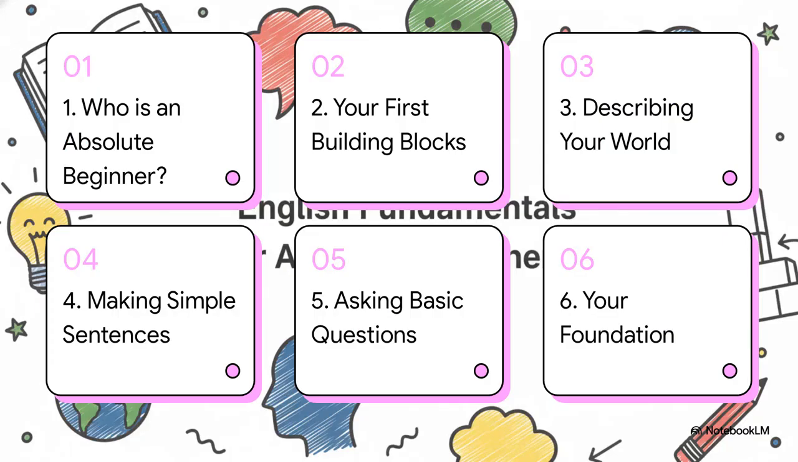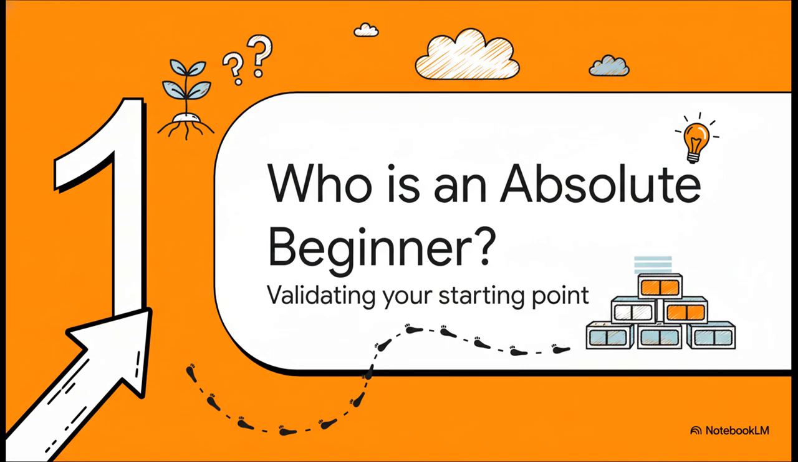So here's our plan, our map for this lesson. First, we'll talk about what it means to be an absolute beginner. Then, we'll get into your first building blocks. These are the absolute basics. After that, in Section 3, we'll learn some words for describing your world. Section 4 is where we start making simple sentences. In Section 5, we'll practice asking basic questions. And finally, we'll wrap it all up by looking at your foundation and everything you've learned. See how each step just builds right on top of the last one? It's a great path. So let's kick things off with Section 1, who is an absolute beginner?